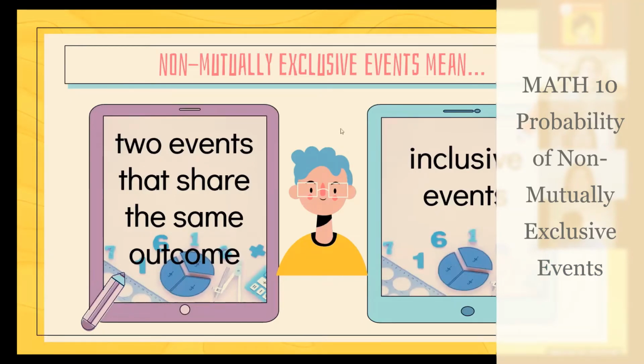So what do we mean by non-mutually exclusive? We have the following definition here: two events that share the same outcome. Before, mutually exclusive events do not share common outcomes. This time, non-mutually exclusive events share common outcomes. Another term for non-mutually exclusive is inclusive. Mutually exclusive last time, so exclusive. Now this time, the opposite of exclusive is inclusive, and it means non-mutually exclusive events, or two events that share the same outcome.